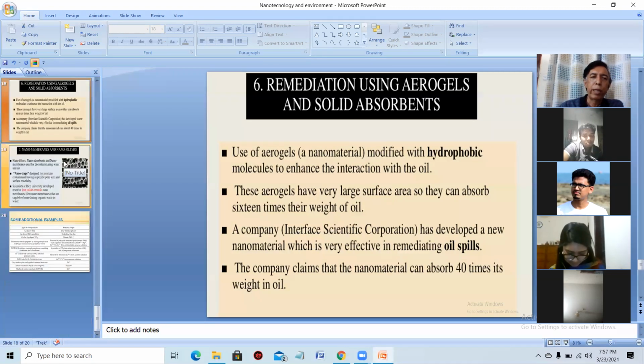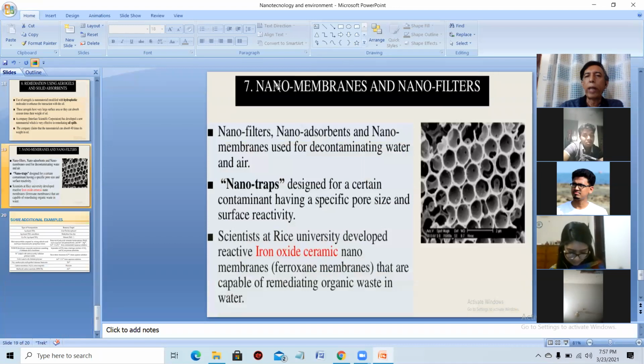And finally, nanomembranes and nanofilters. Nanomembranes and nanofilters: filters have pores. If this pore is in the nano range, then it is called a nanomembrane or nanofilter. You can filter by means of nanoporous substances.